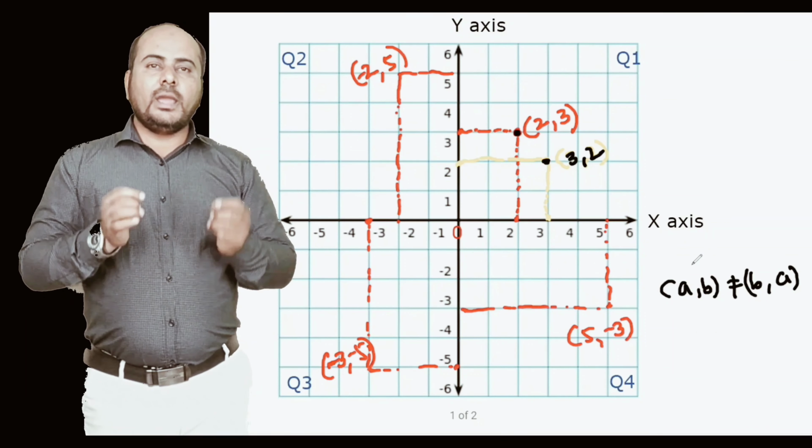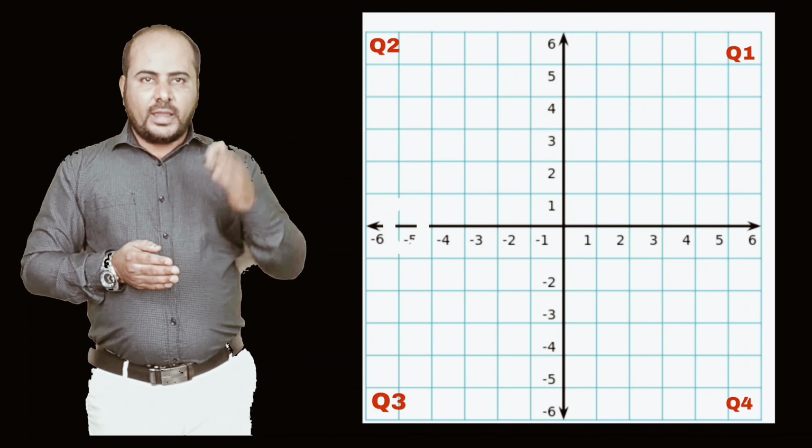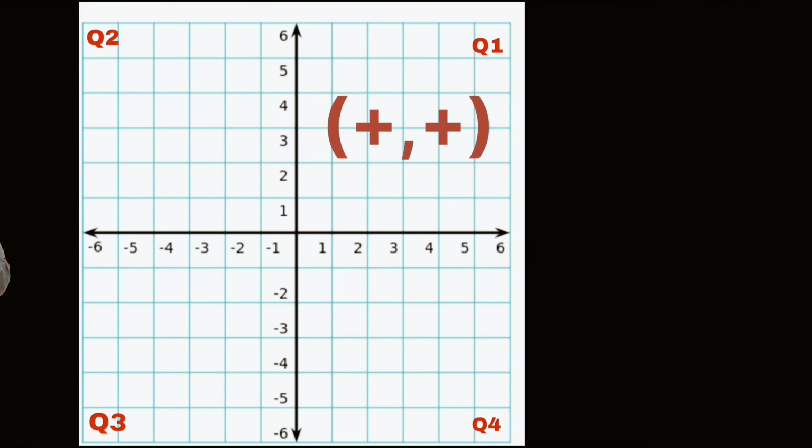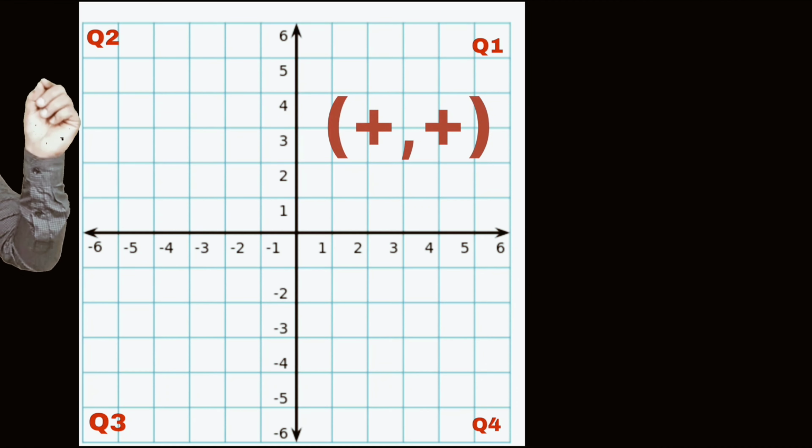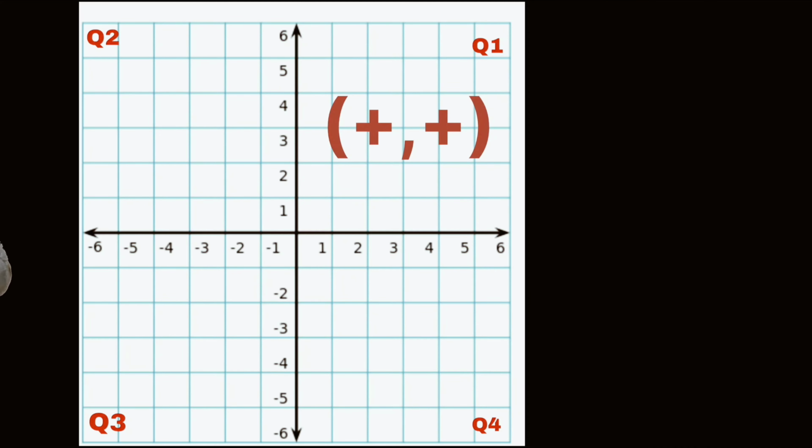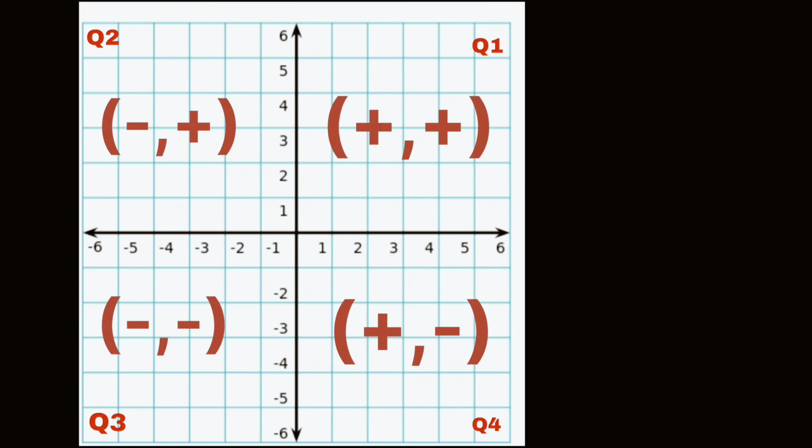So my dear children, here you can observe that if the abscissa and ordinate are both positive, then the point will be situated in quadrant 1. If the abscissa is negative and the ordinate is positive, then we can take the point in quadrant 2. If both abscissa and ordinate are negative, in that case the point will be represented in quadrant 3. If the abscissa is positive and the ordinate is negative, in that case we can take that point in quadrant 4.